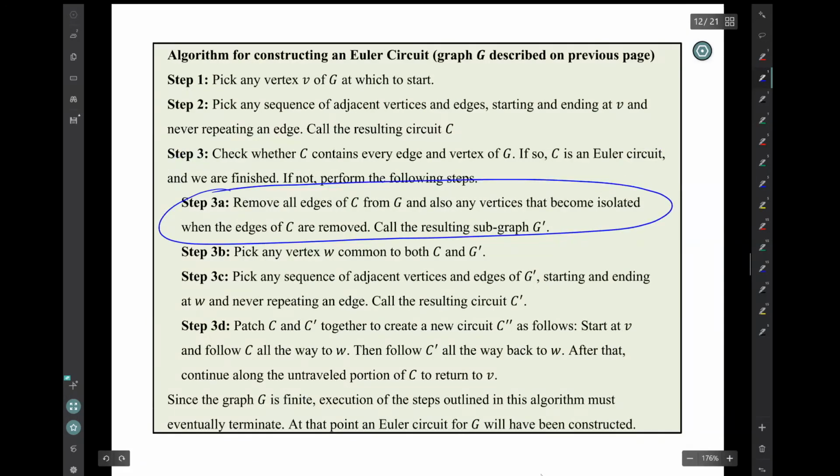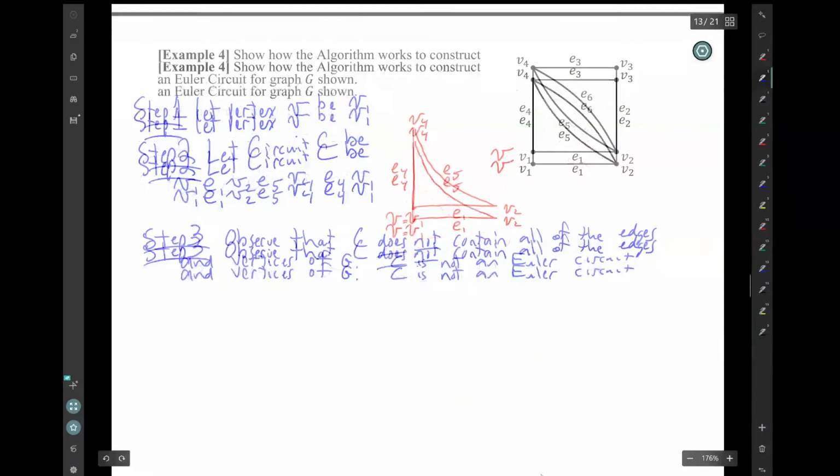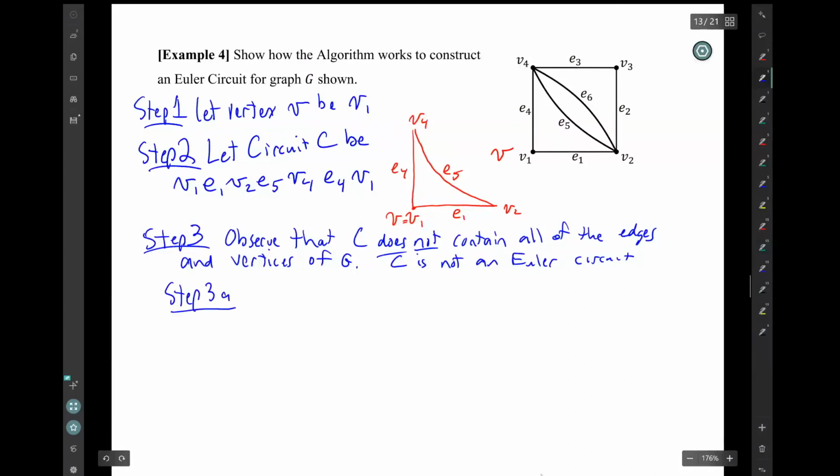Step 3a says remove all the edges of C from G, and also any vertices that become isolated when the edges of C are removed. That'll leave us with a subgraph. We'll call that subgraph G prime. Well, the edges that I'm going to remove are all the edges of circuit C. So I'm going to remove those edges, and then any vertices that become isolated when I remove those edges, well, that'll be that vertex. So I need to remove those 3 edges and that one vertex from the graph of G, and then call the new graph G prime.